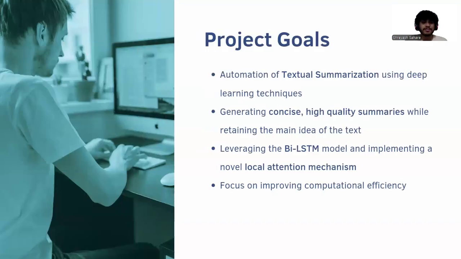Now, this project particularly focuses on automating textual summarization using deep learning techniques. And in order to achieve this, I'm leveraging the power of the Bi-LSTM model, which is used for handling sequential data like text, and introducing a new local attention mechanism. And finally, I'm emphasizing improving the computation efficiency by optimizing our approach to ensure that the system is not just effective but also practical for real world cases.